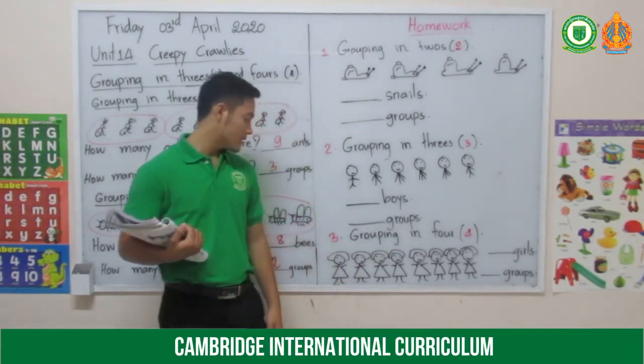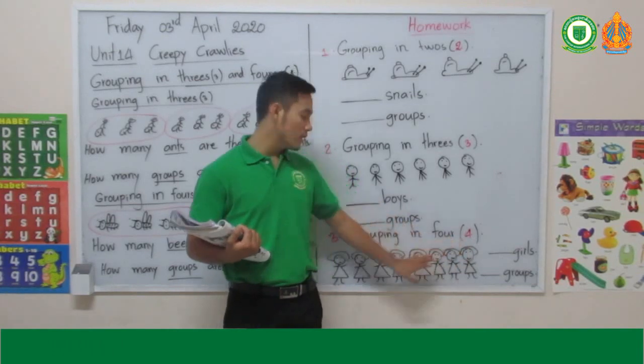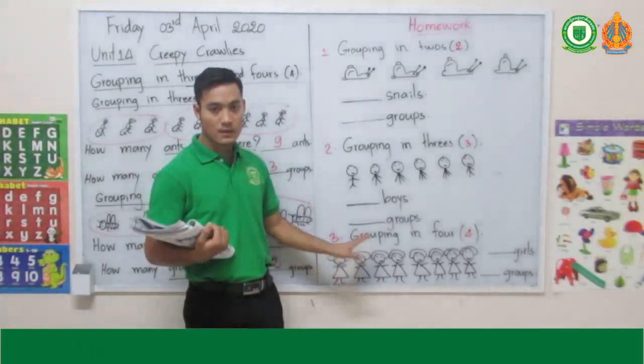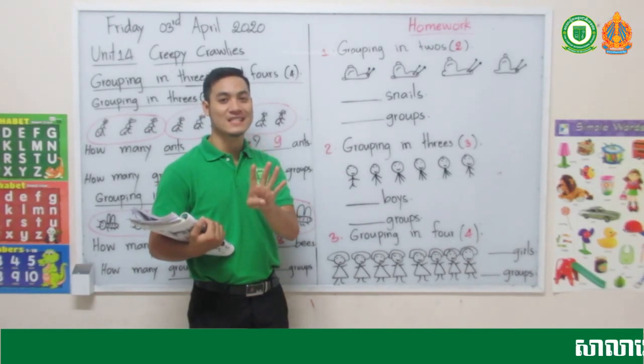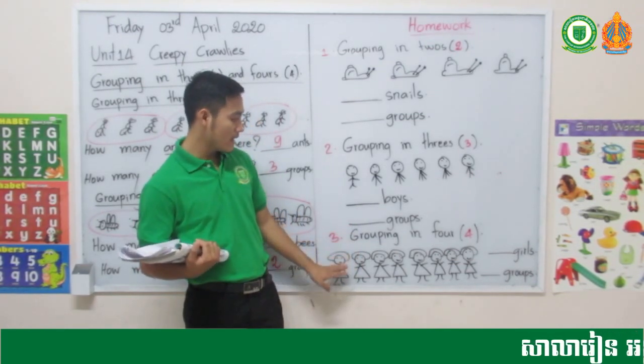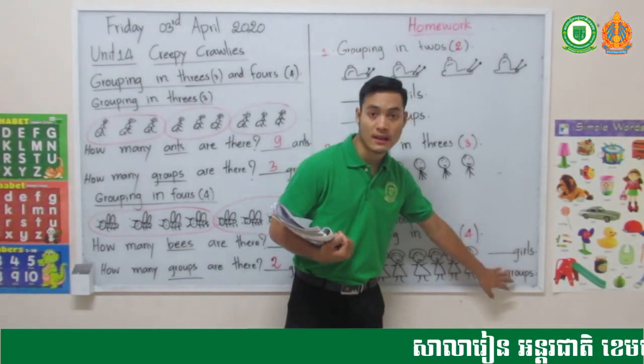The last one is number 3, grouping in 4. So you need to group the girls in groups and make sure in one group there are 4 girls. And you complete here how many girls are there and how many groups of the girls are there.